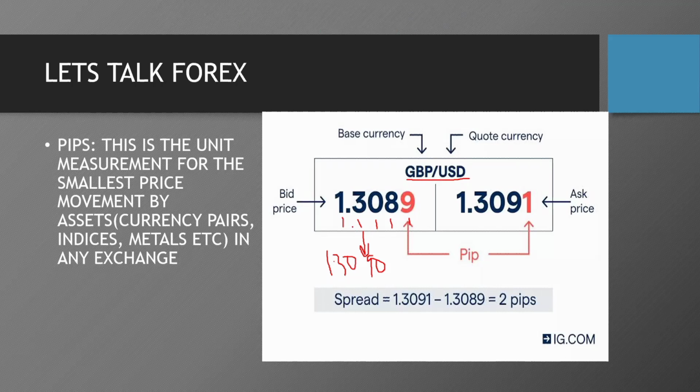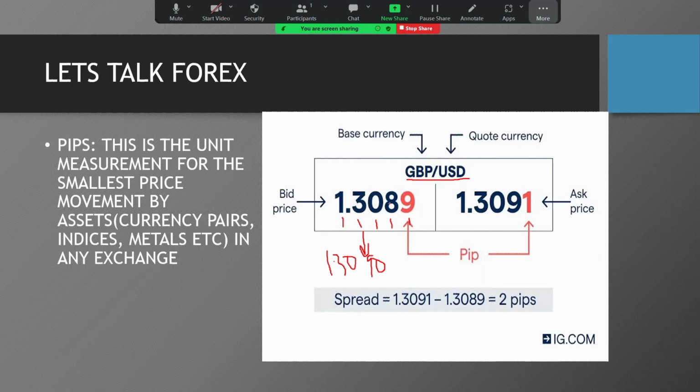And if it goes down, let's say it moves to 1.3085. This is how many pip movements? It's reduced by 4 pips. So this market has reduced by 4 pips. So you can see in the example right here, the 1.3089 has gone to 1.3091. So this is 2 pip movement.